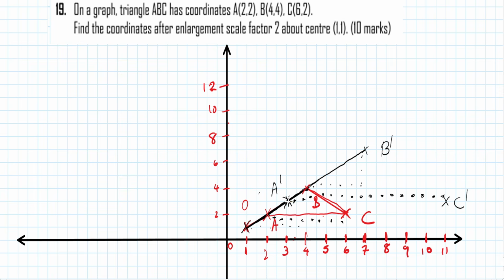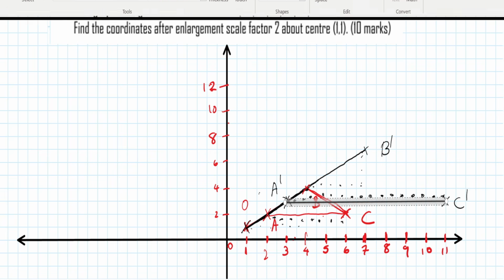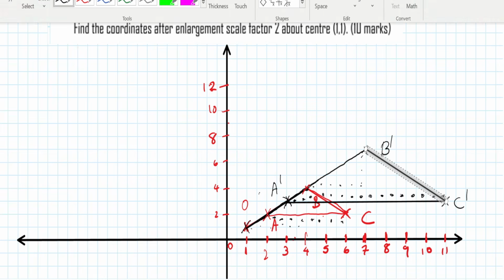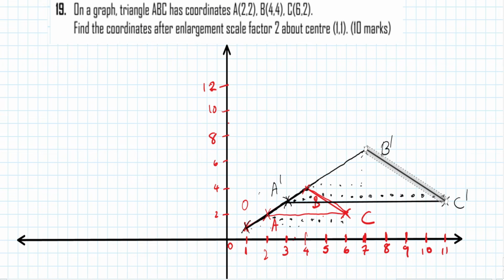Let's now connect this A prime to C prime. Okay, and let's connect the other one, B prime to C prime. Okay, and let's connect A prime to B prime. So that is your triangle which is drawn here. So it's going to be A prime, B prime, C prime.